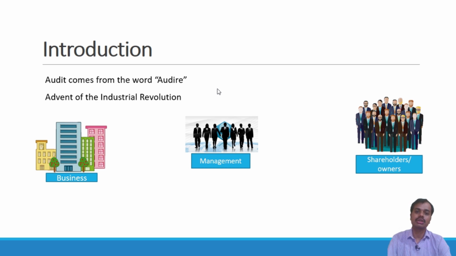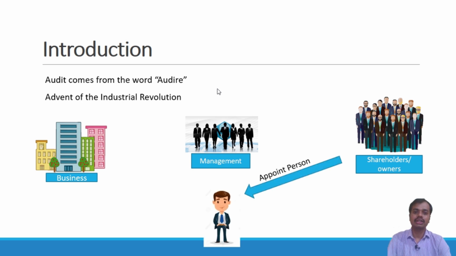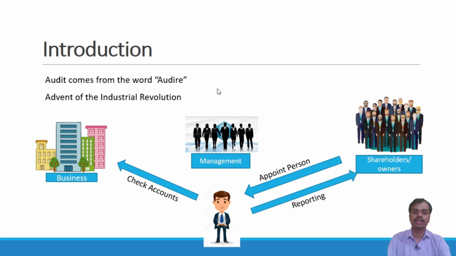But the shareholders who have invested their money would naturally be interested in knowing the financial position of the company. So they found an increasing need to monitor financial activities, for both accuracy and fraud prevention. And this made it necessary to appoint an independent person who would check the accounts and report to the shareholders on the accuracy of the accounts and the safety of their investment.